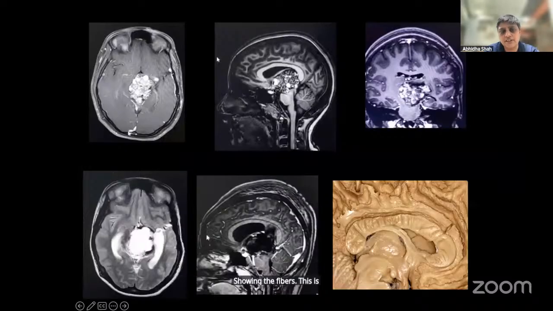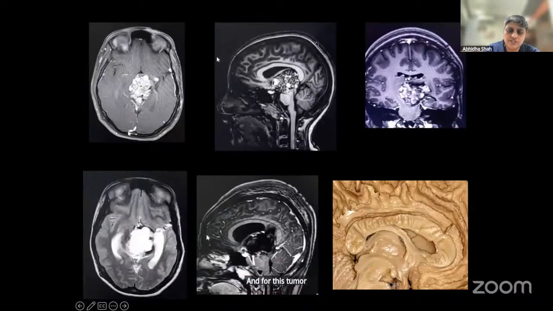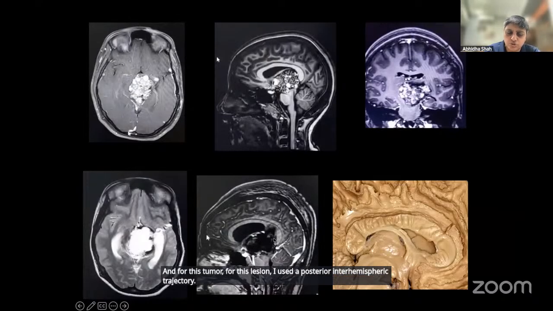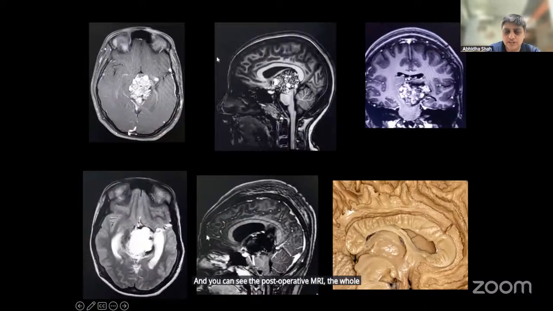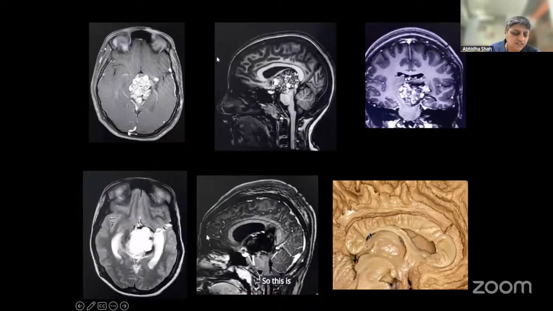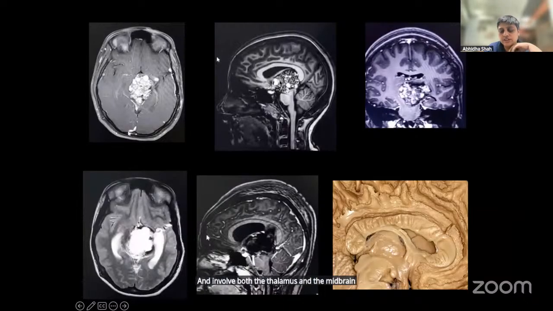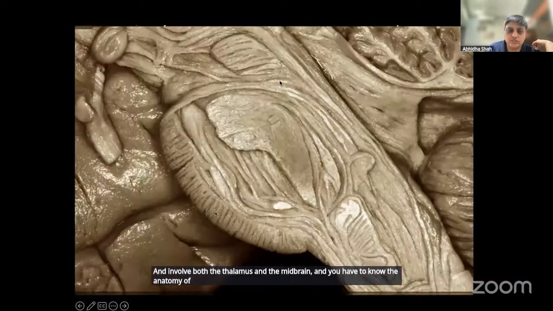This is another cavernoma that I did recently. And you can see it is occupying the thalamus and entering into the cerebral peduncle in this region. And for this lesion, I used a posterior interhemispheric trajectory. And you can see the post-operative MRI, the whole cavernoma has been excised. And this is the trajectory that I used. So these are cavernomas that occupy and involve both the thalamus and the midbrain. And you have to know the anatomy of this region to expose it and reach the cavernoma.